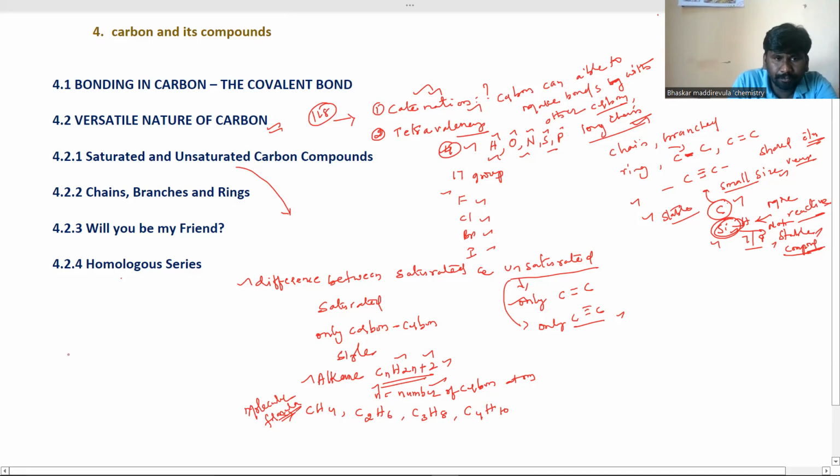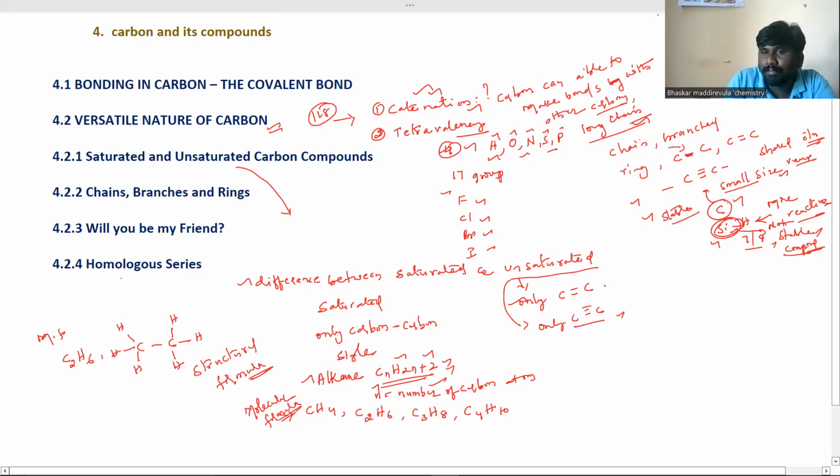We can also write this in expanded form. C2H6 is the molecular formula. Its structural formula is, as we already know, with carbon single bonds. This is the structural formula of C2H6. The same way we can write the other compounds also. Sometimes they will ask to give the first 2 members of the alkane, and we can do it by using the general formula.